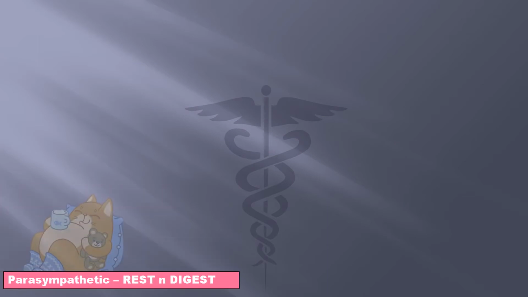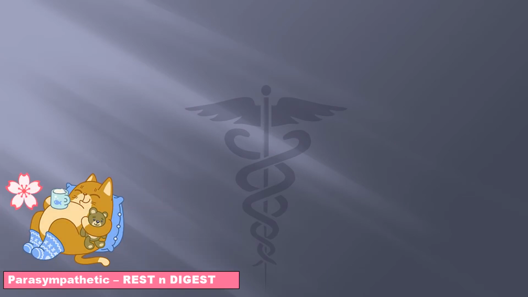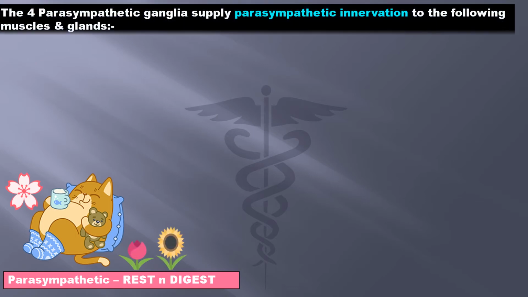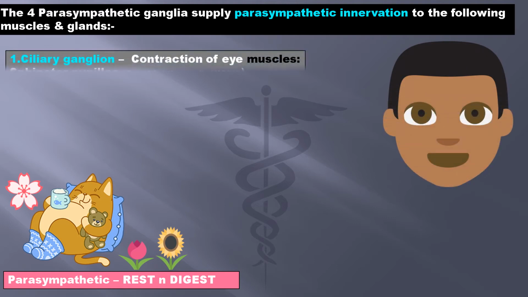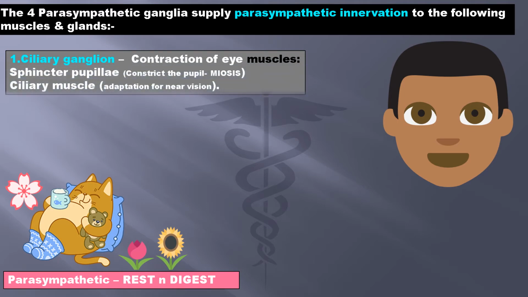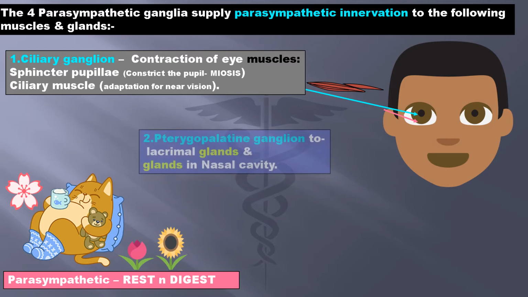The parasympathetic system is responsible for rest and digest. The four parasympathetic ganglia supply parasympathetic innervation to the following muscles and glands. The ciliary ganglion innervates and contracts two eye muscles, sphincter pupillae and ciliary muscles. When the sphincter pupillae contracts, it constricts the pupil. Contraction of the ciliary muscles of the eye causes the lens to curve, which helps to adapt for near vision.